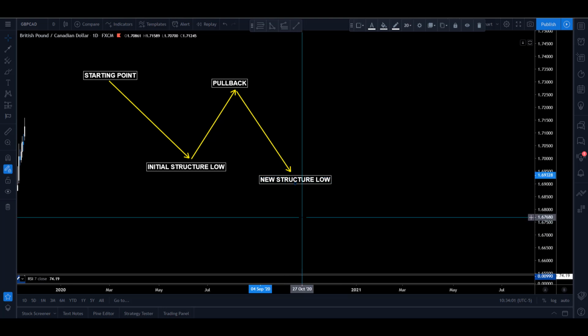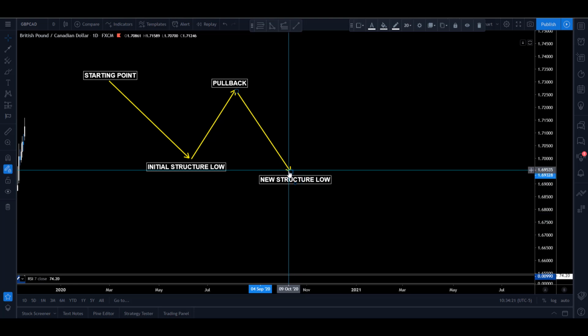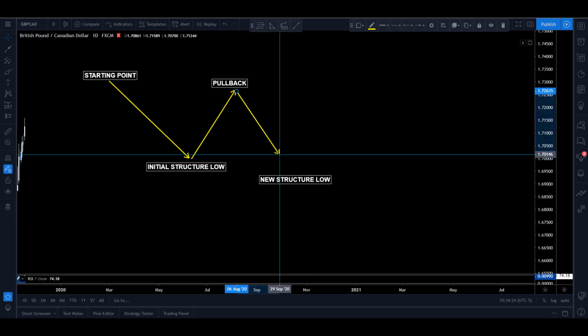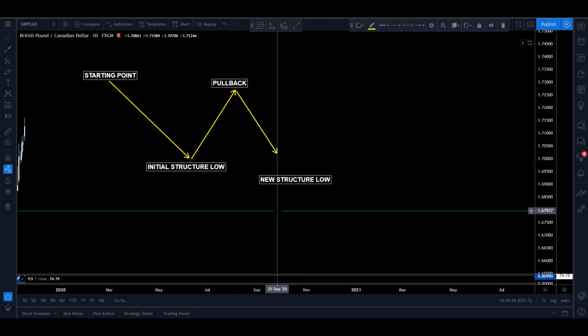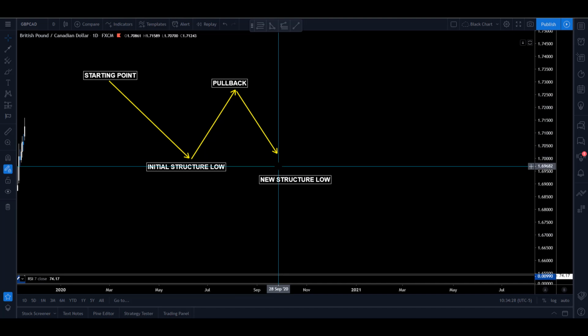New structure low. Do we have our 3-point move? And since we have our 3-point move, we can confidently say that we are in what? A bearish trend. Now, what if this move came right here? Does that change anything? Scott says yes. Scott?